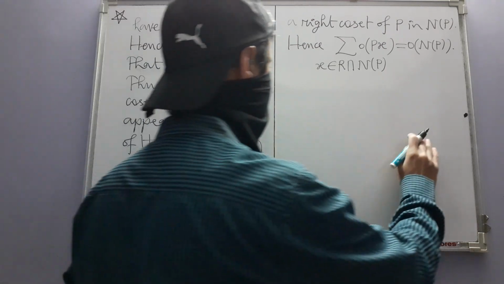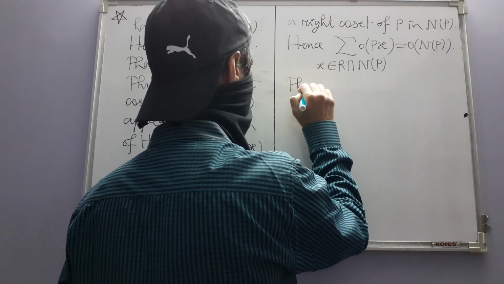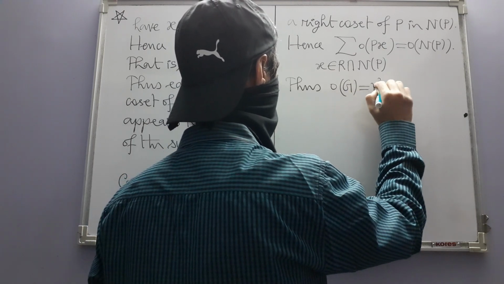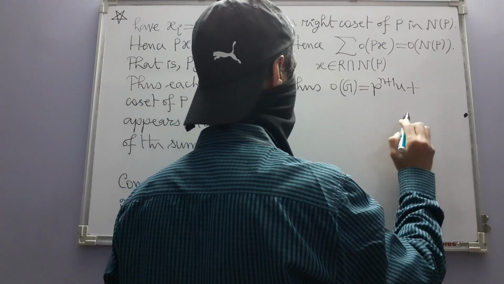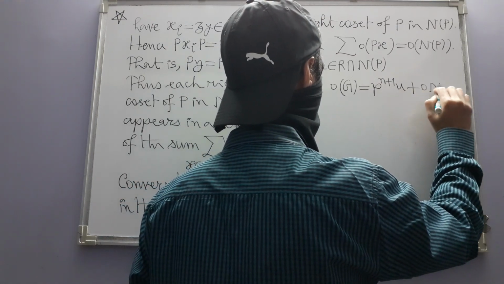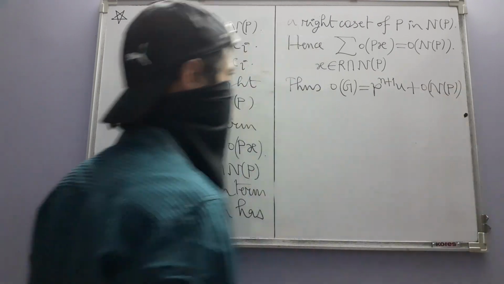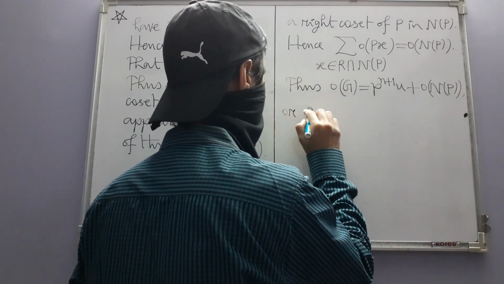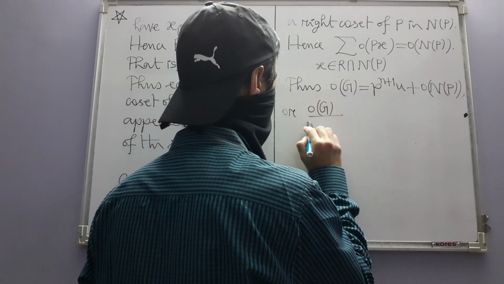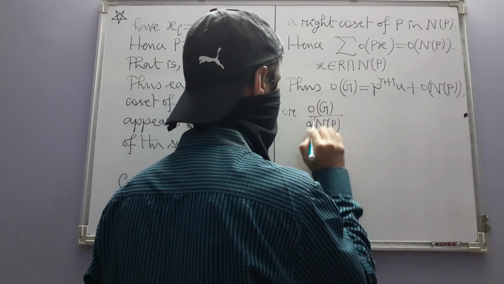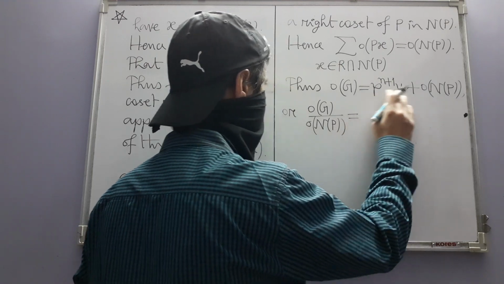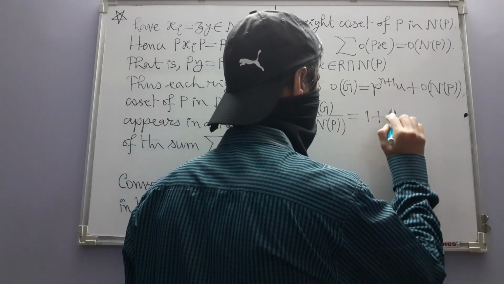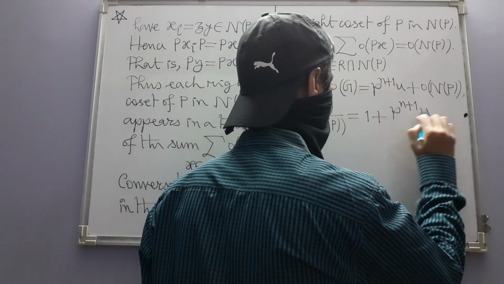So now what happens to our situation? The order of G now is equal to this plus the order of N of P. Or the order of G divided by the order of the normalizer of P is equal to, well, I should write this term first, but let's just write that term first. So 1 plus this.